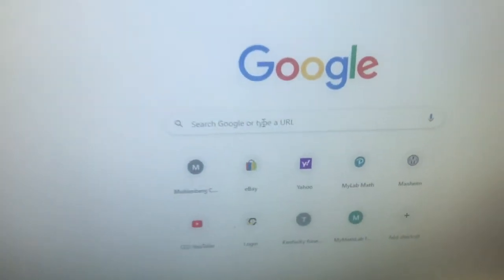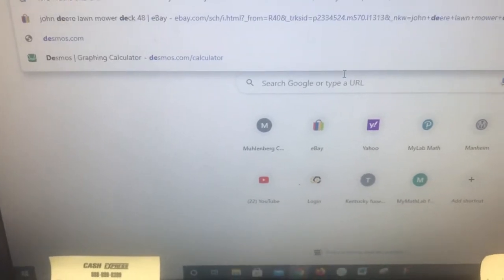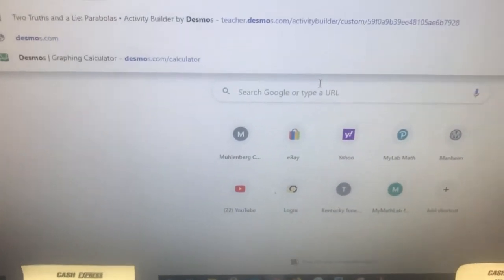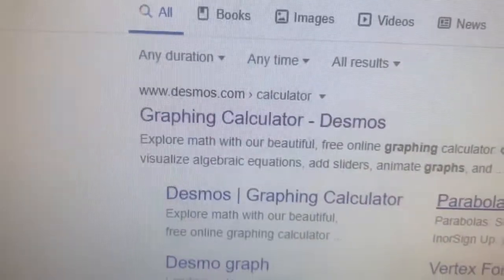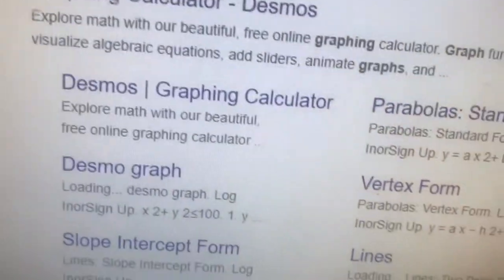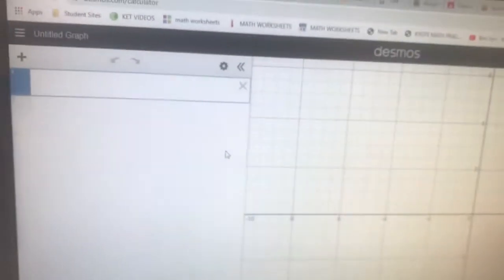So what we do is you get on Google, and you can just type in the search bar, Desmos, D-E-S-M-O-S. And look, it's already popping up on there, Desmos graphing, because I've been on it before. Here it is, graphing calculator, Desmos. So I'm going to go to that. Okay, there we go. And here it is.